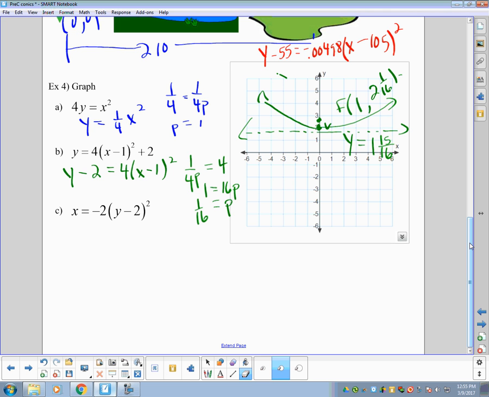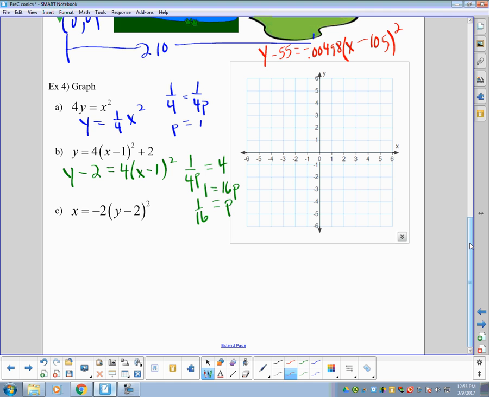All right, here we go. Last one. We'll do this one in red. So, what's the vertex for this guy? 0, 2. Yes, 0, 2. And is it opening right, left, up, down? Would be down if it were y equals. So it's going to open left. 1 over 4p equals 2 over 1. 8p equals 1. P equals 1/8.